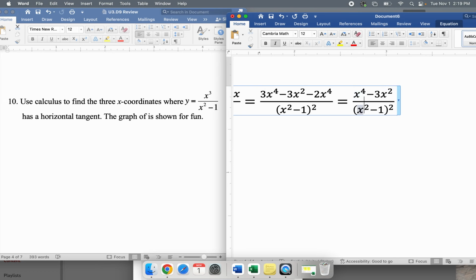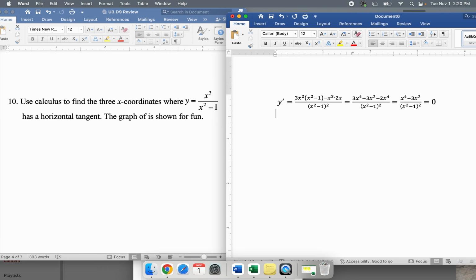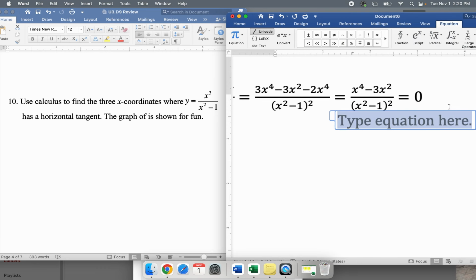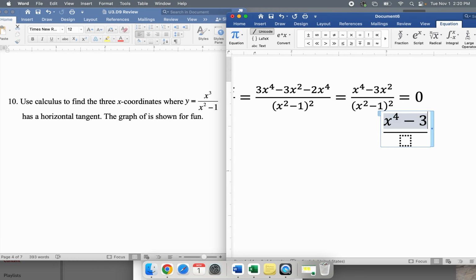Now we're trying to figure out where the tangent line is horizontal. That means set this derivative equal to 0 and solve. Anytime you have variables in denominators, you should just clear denominators. So if you multiply both sides of this equation by this denominator, you'll just be left with the numerator equals 0, because 0 times anything is still 0. So you'll find that x to the fourth minus 3x squared is equal to 0.